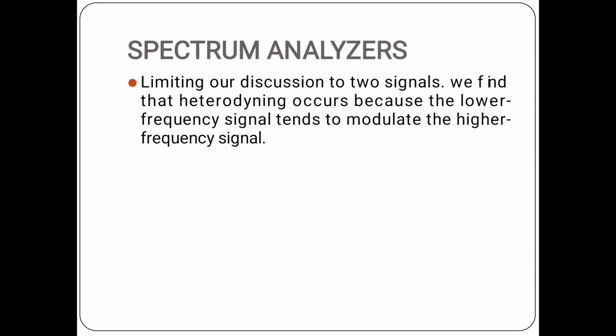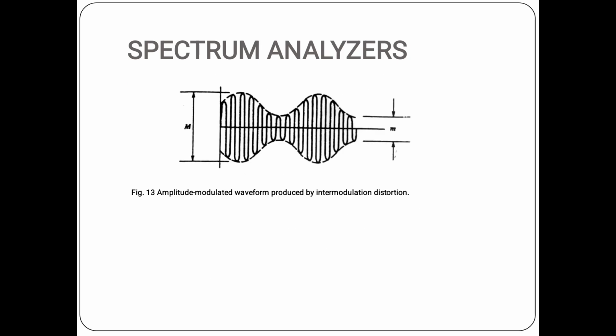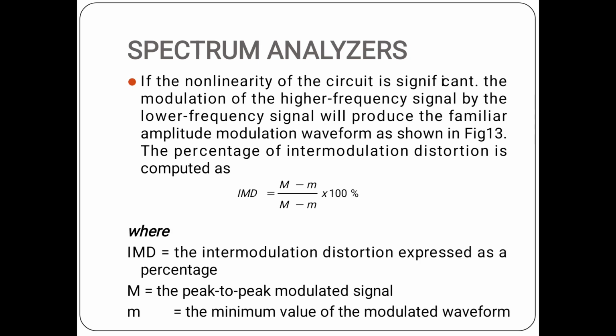Limiting our discussion to two signals, we find that heterodyning occurs because the lower frequency signal tends to modulate the higher frequency signal. If F1 and F2 are the fundamental frequencies of the input signals, the output spectrum may contain any or all of the frequencies, as shown in this figure. Some of the harmonics of F1 and F2 are produced by amplifier nonlinearity, and the amplitude modulated waveform is produced by intermodulation distortion, which is shown in this figure.